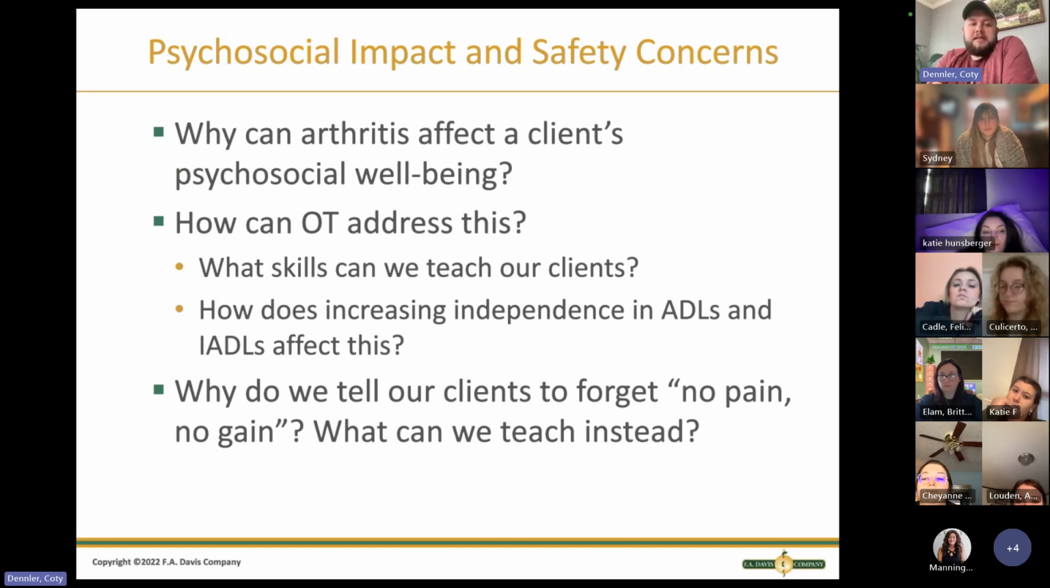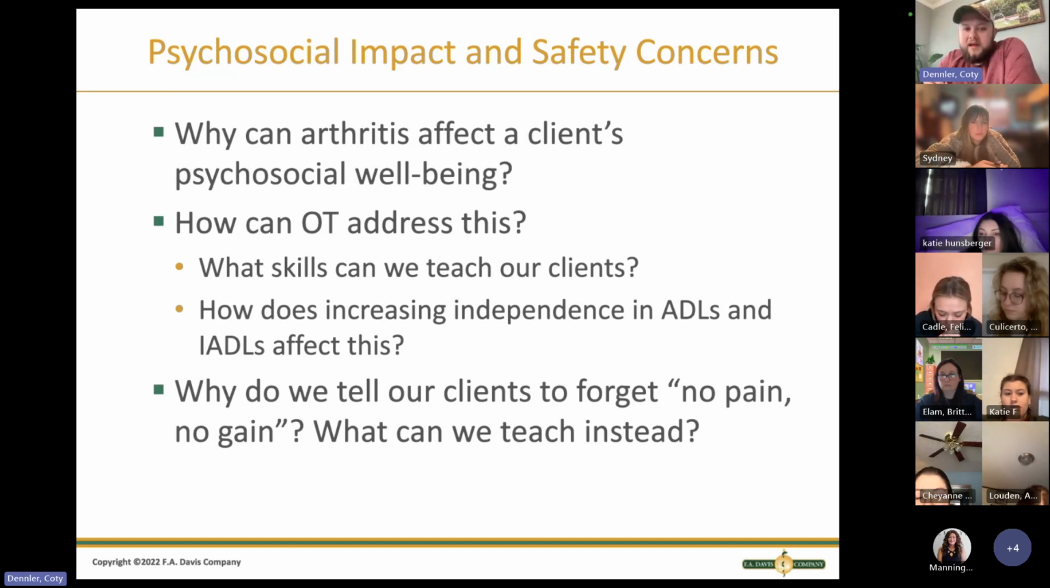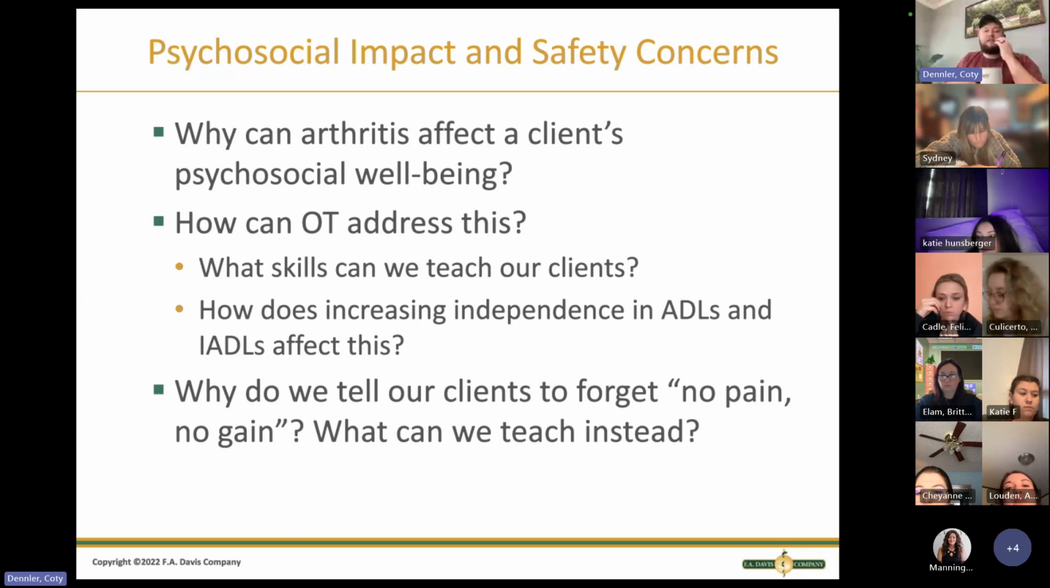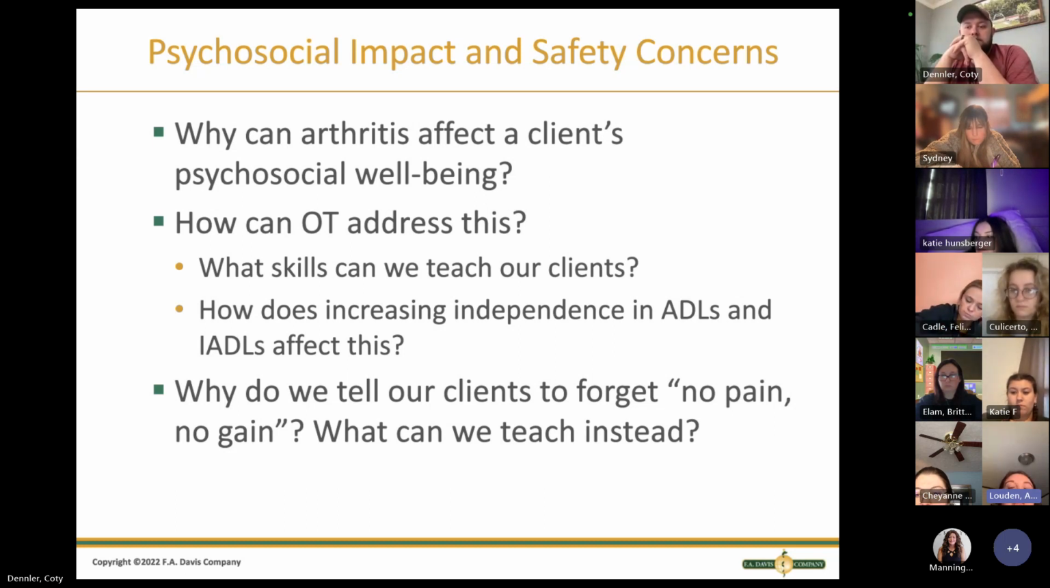So what are some of the psychosocial impacts and safety concerns with arthritis? So how do you think arthritis can affect a client's psychosocial well-being? April, what do you think? I haven't heard a lot from you today. I feel like the constant pain and being uncomfortable can really affect them in that aspect. I feel like the symptoms and all.